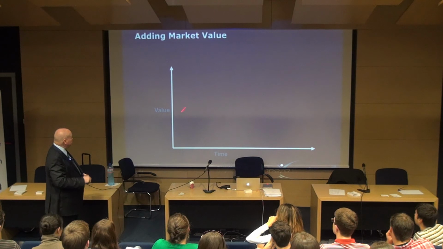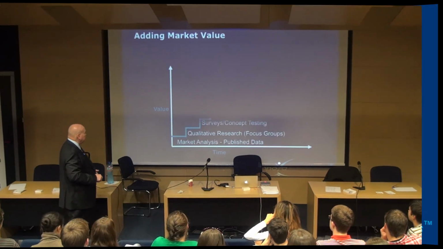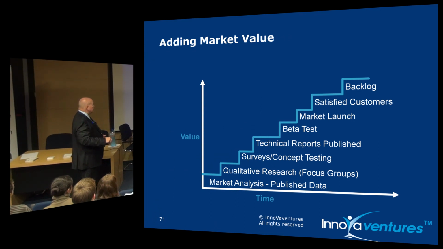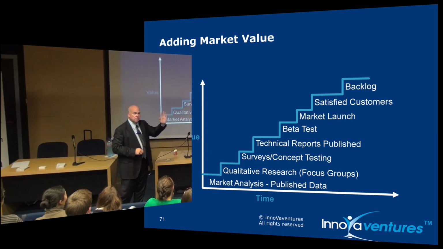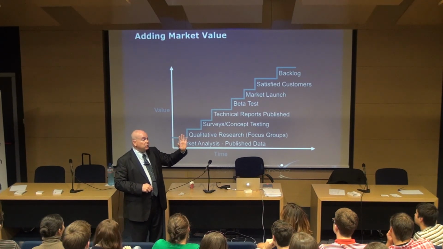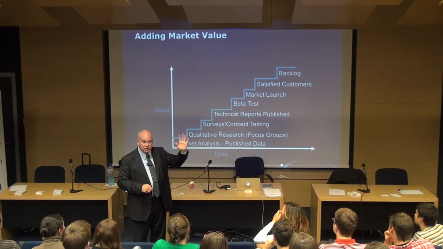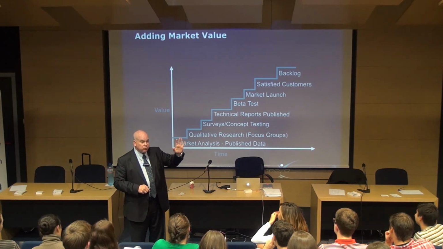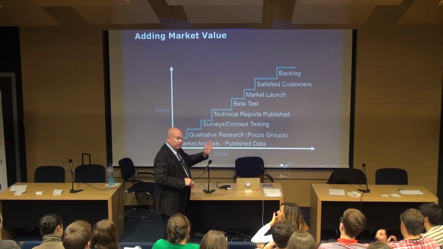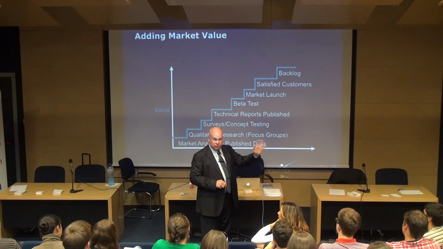If we look at the market value, again, same idea. We've had a market analysis, we've done some research, focus groups, some surveys, we have some reports published, so we're bringing that news out into the market. We have a beta test with customers, a market launch. We have customers that are satisfied and giving us good reviews. And we have a backlog. What's a backlog? Do you know what? Backlog is when you have more orders than you can sell. Okay? So that's what you would really like to have. This is basically saying, I have more customers than I can service with today's production.